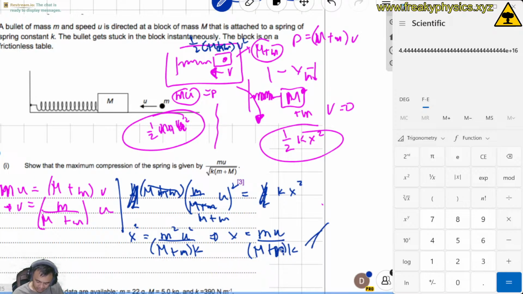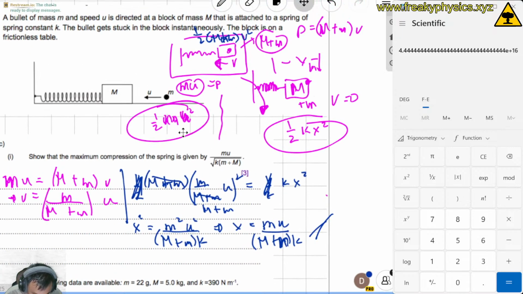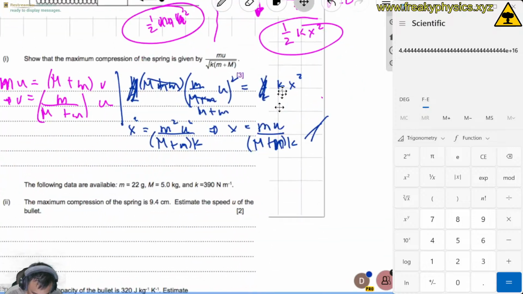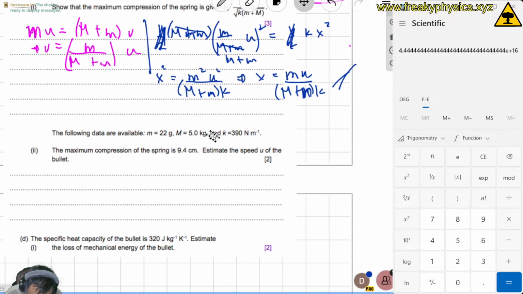Okay, so if you're familiar with how to do this kind of problem, it's going to be easy. The challenge is to be familiar with this problem. But again, there are always 3 steps to this problem. First one's conservation of momentum. Second one is conservation of energy. All right. So we're given the values for the masses and the k, and we're looking for the maximum compression, which is also given.